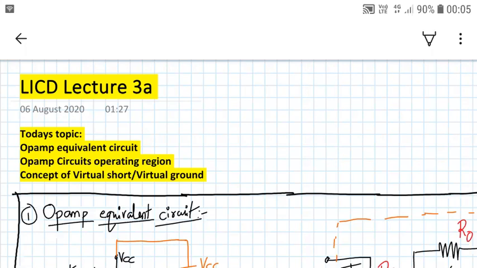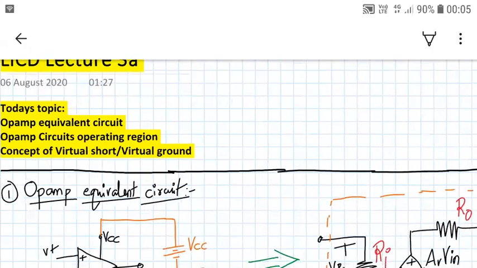So today we are going to cover three topics. First is op-amp equivalent circuit, then op-amp circuits operating region, then we will study the concept of virtual short and virtual ground. So let us begin with the topic.